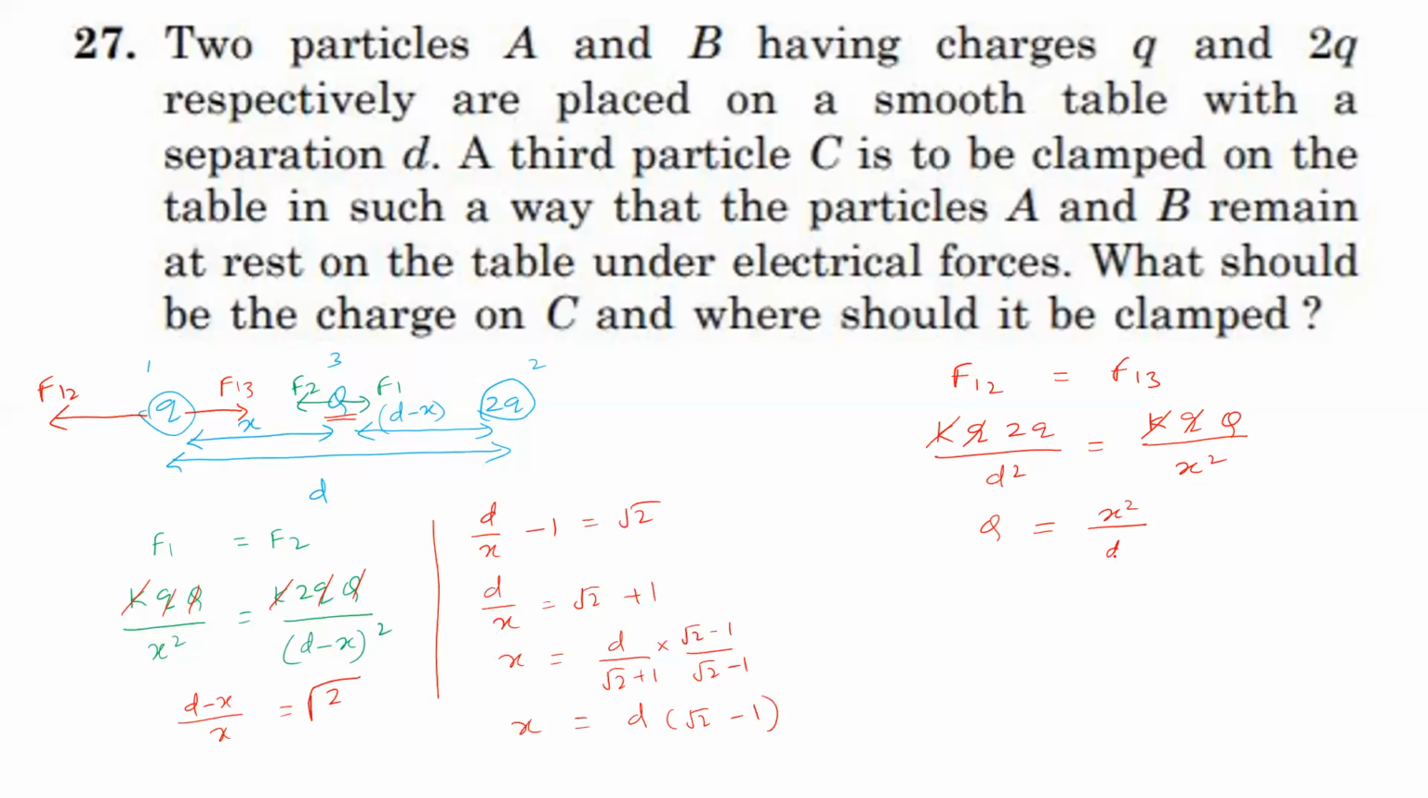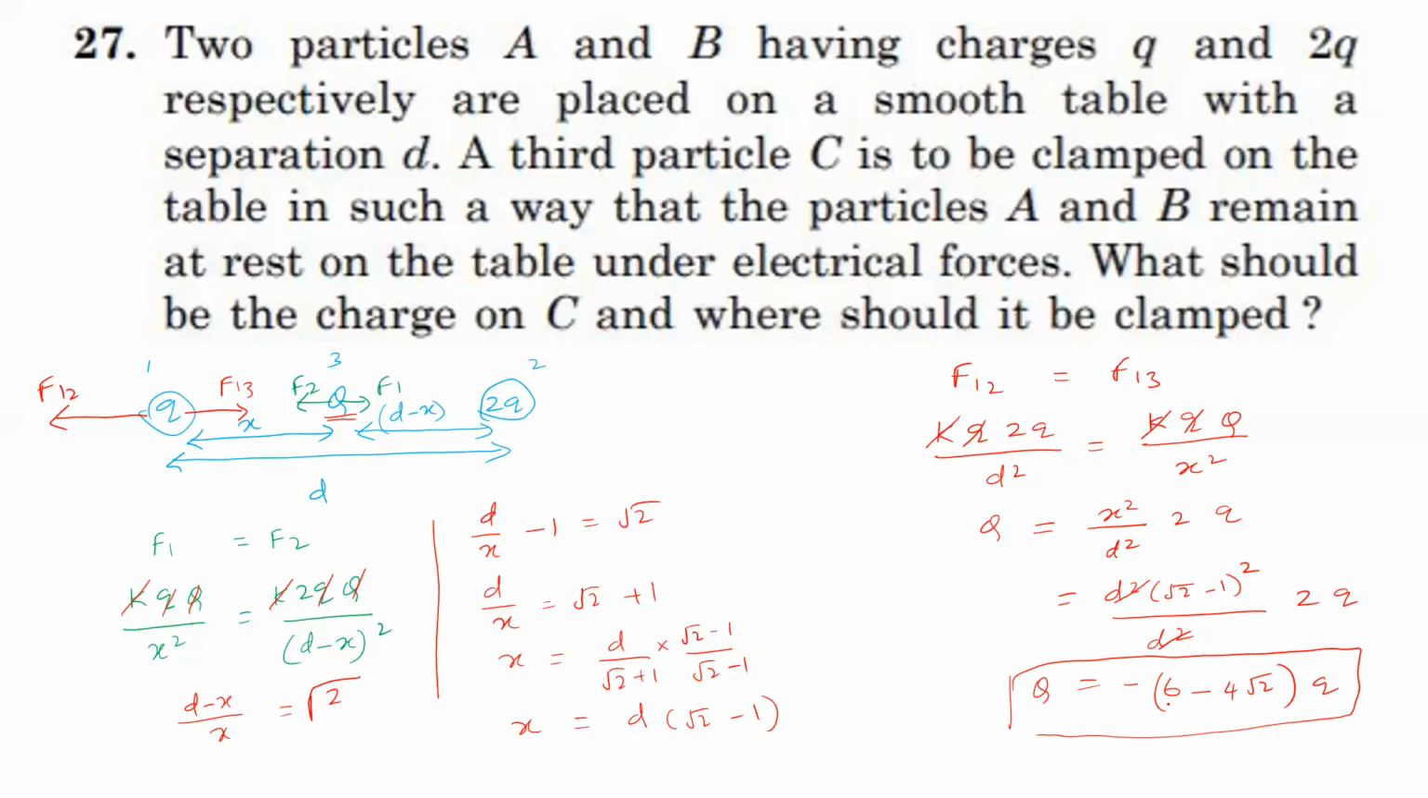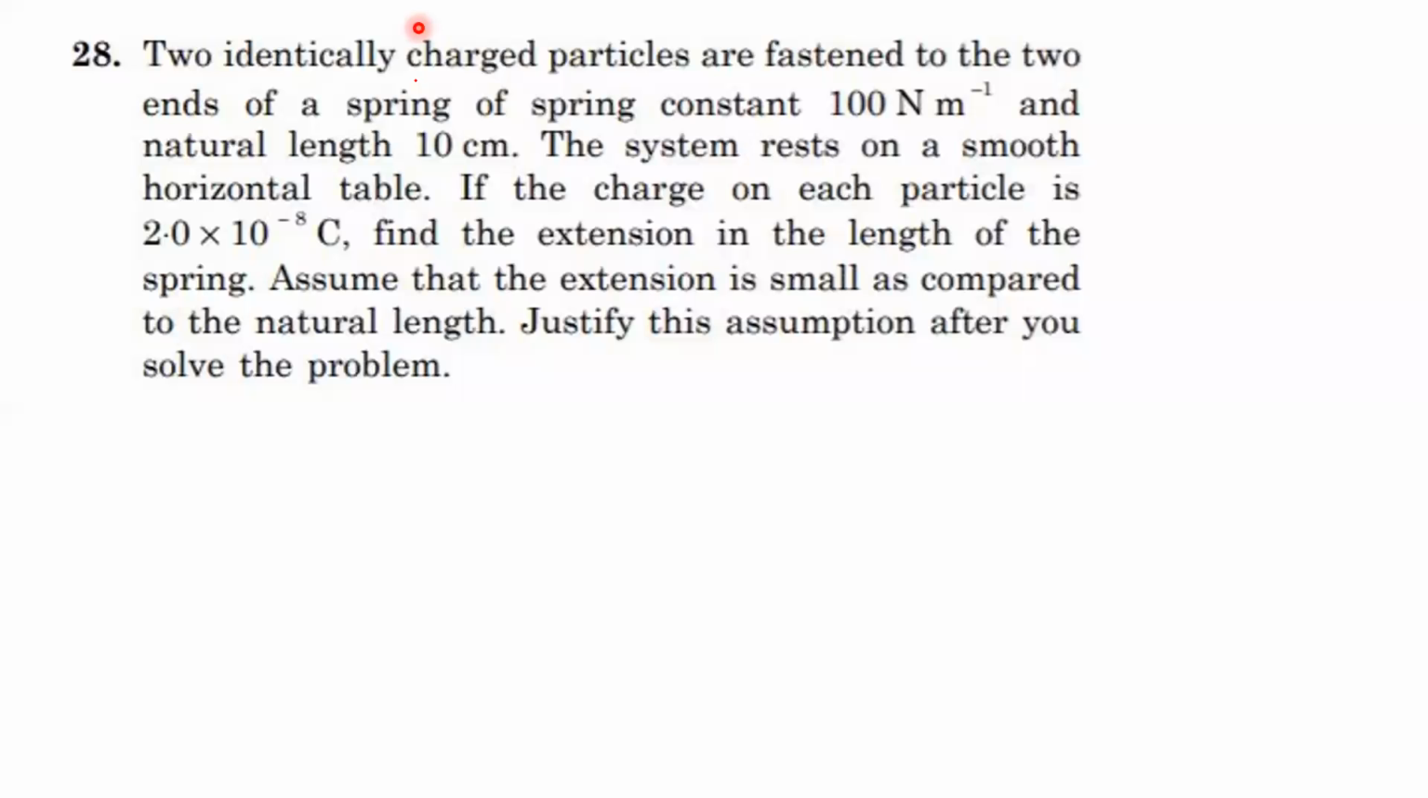x²/d² into 2q. The x value we know is d(√2 − 1). So d²(√2 − 1)² divided by d² into 2q. Now we cancel d². By simplifying this, we get (6 − 4√2)q. And we also know that the third charge should be opposite in sign to the first and second charges, so it is −(6 − 4√2)q. If the third charge has this value and is at a distance d(√2 − 1), then the third charge, first charge and second charge can all be in equilibrium. Let us solve the 28th problem.